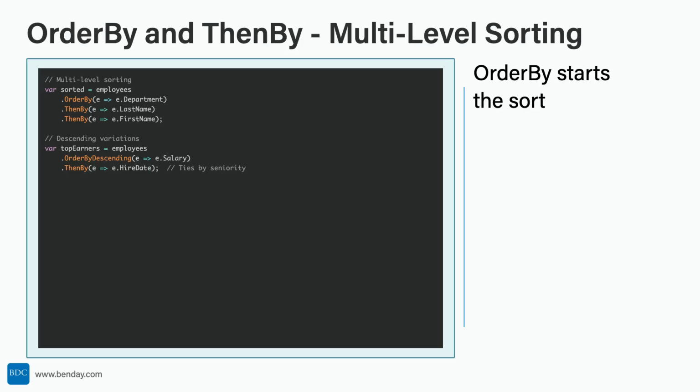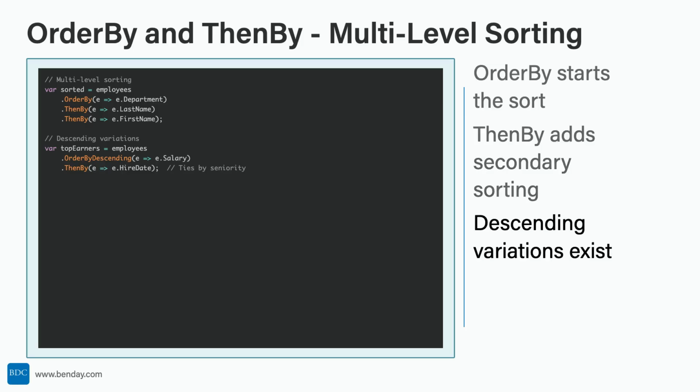Everything starts here. Within each department group, ThenBy sorts by last name. And if two people have the same last name, another ThenBy handles first names. Chain as many as you need. OrderByDescending and ThenByDescending let you flip the order. Mix and match: highest salary first, but within ties, earliest hire date gets priority.